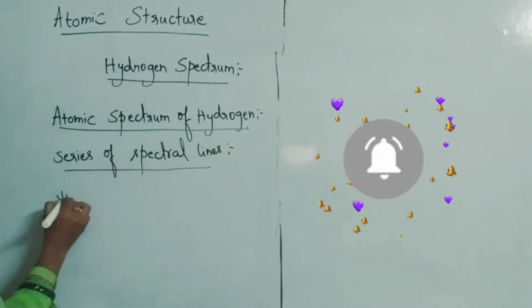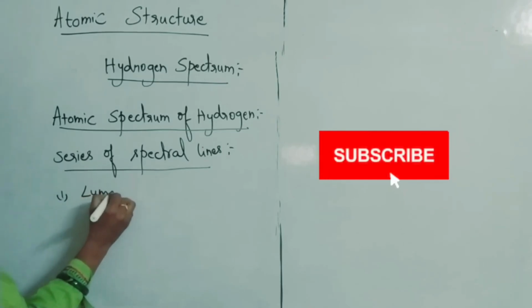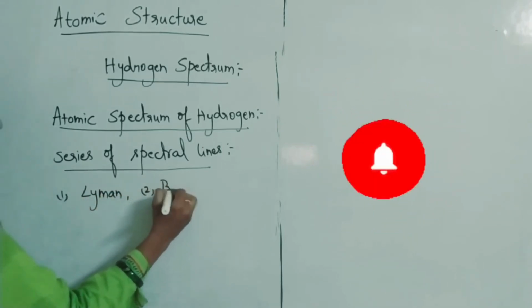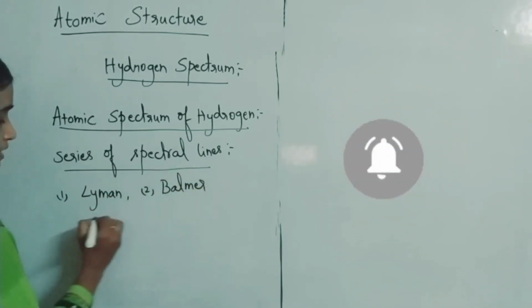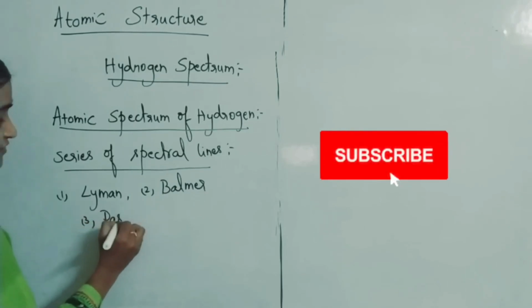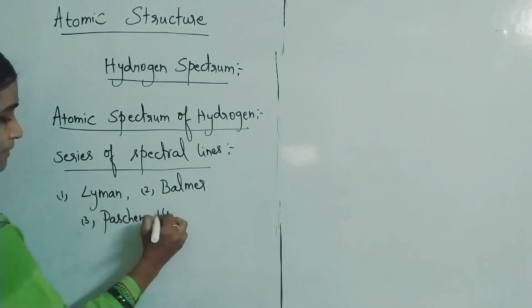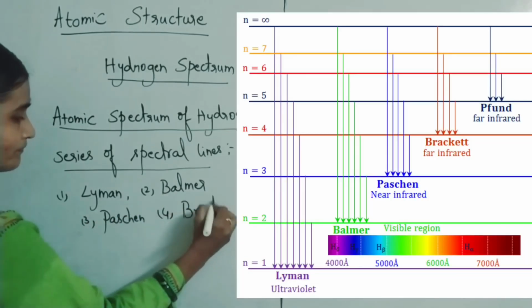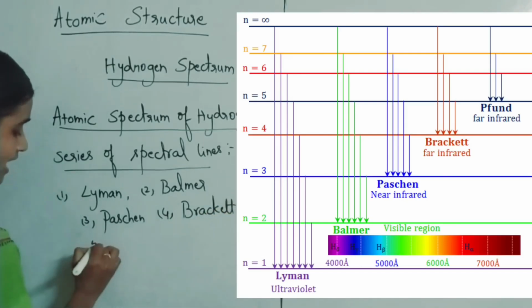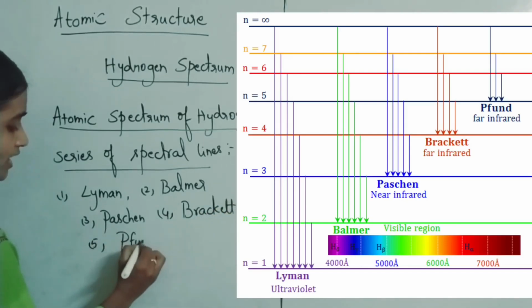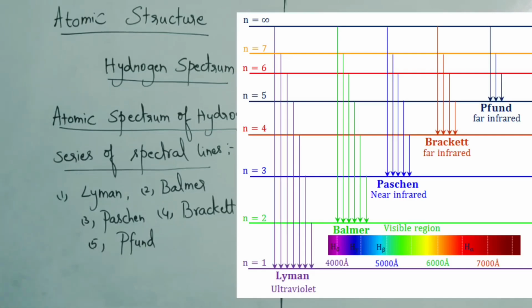Okay, you have 5 types of series discussed: Lyman, Balmer, Paschen, Brackett and Pfund series. You all know. If you go through the series of these spectral lines, it will be very useful to learn about hydrogen spectrum. You all are aware of these spectral lines, right?